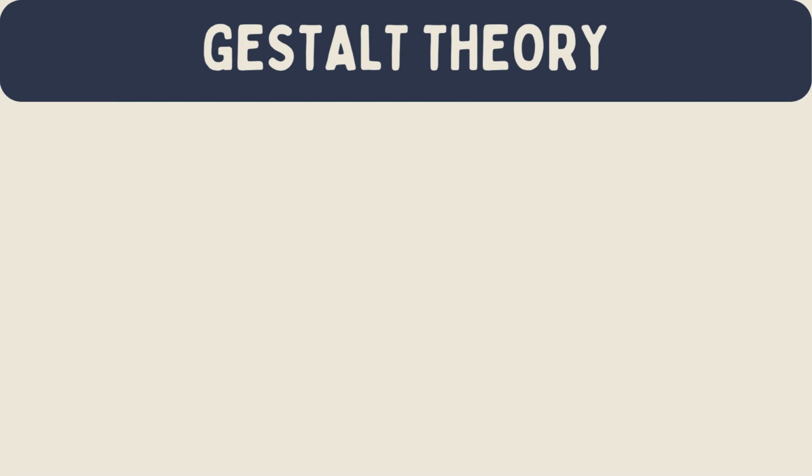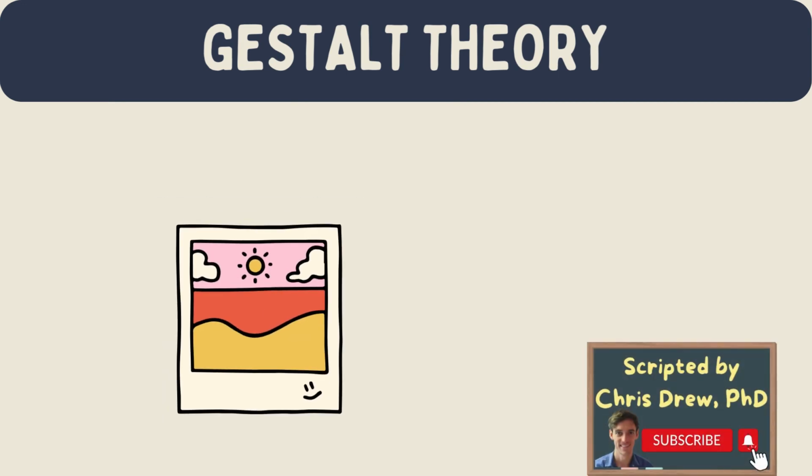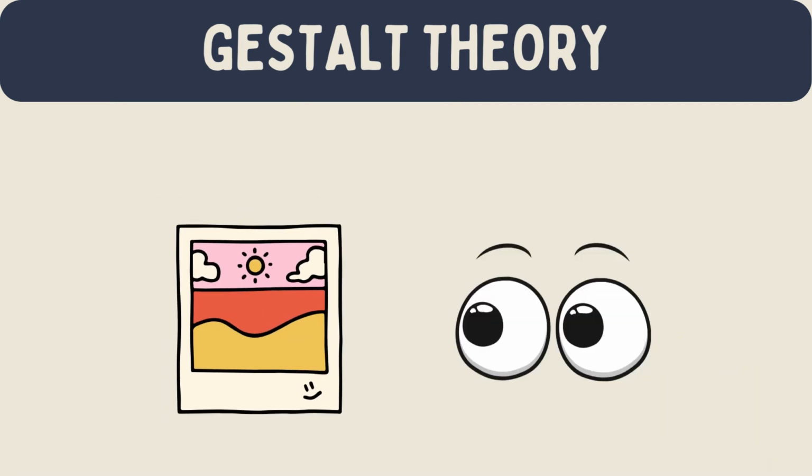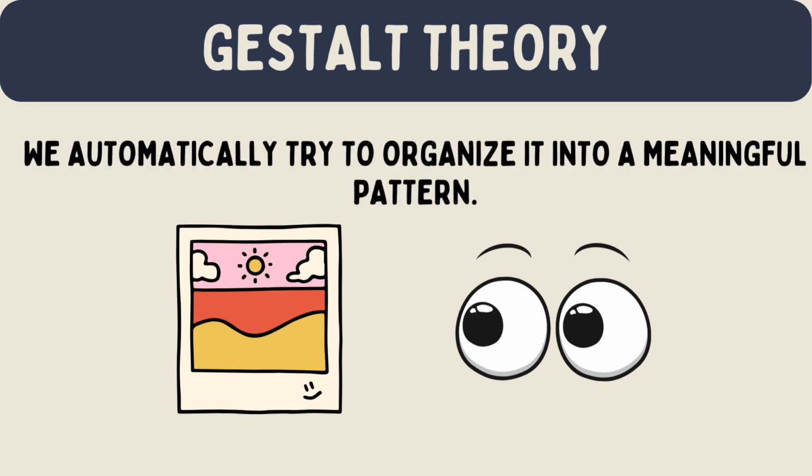Have you ever looked at a picture and noticed how your eyes move around to take everything in? That's because of Gestalt theory. It says that our brains like to see things as a whole, not just as individual parts. When we look at something, we automatically try to organize it into a meaningful pattern, the principles of Gestalt. There are some key ideas that Gestalt theory is based on.